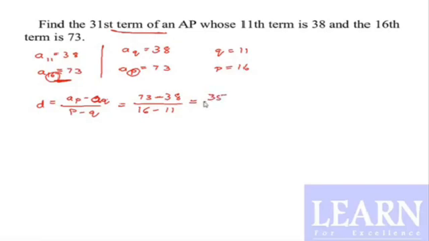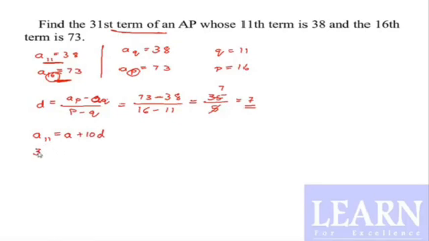35. 16 minus 11 will get it as 5. So 35 by 5, 5 times 7 will get the value of D as 7. Now we know A11 is 38. So how can we write A11? A11 is nothing but A plus 10D. The value of A11 is A plus 10D.